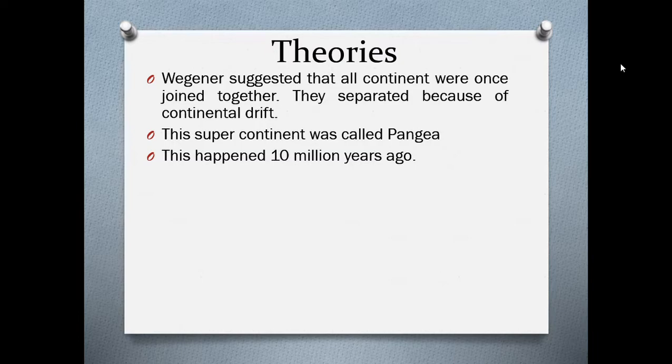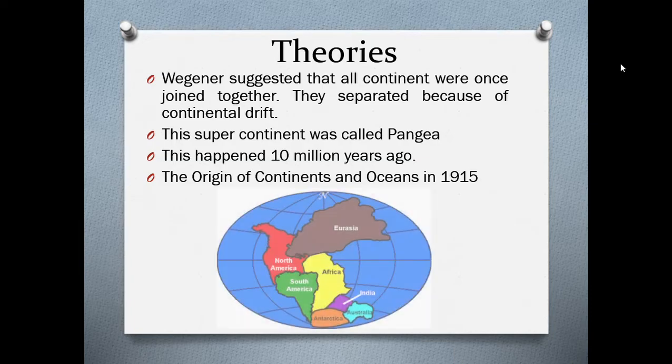So, going back to what was said before, at some point all of the continents were together, but because of continental drift, then Pangaea separated 10 million years ago into the continents that we know nowadays. So the origin of continents and oceans in 1915. So this was an investigation that Wegener conducted, and that was an investigation where he stated all of the information and proofs to his theory.